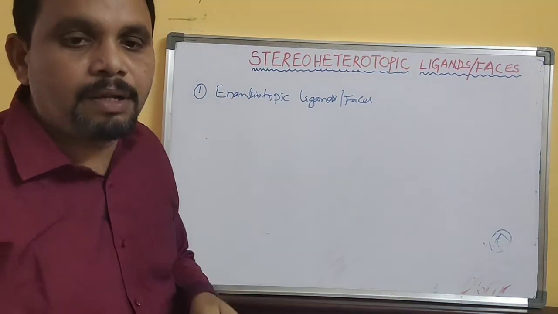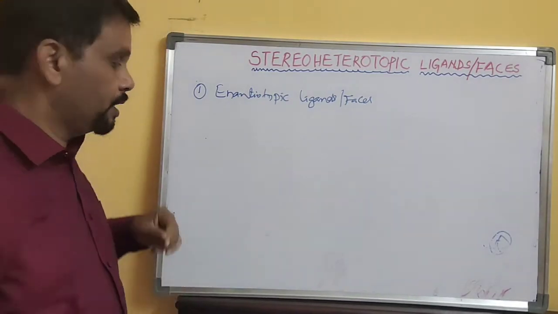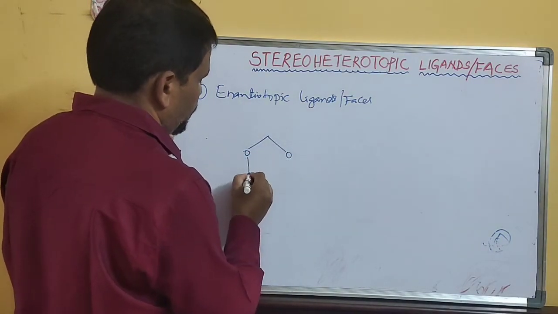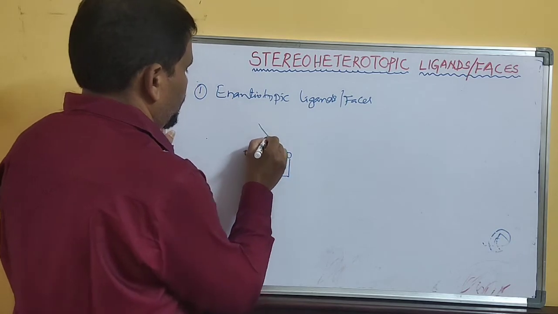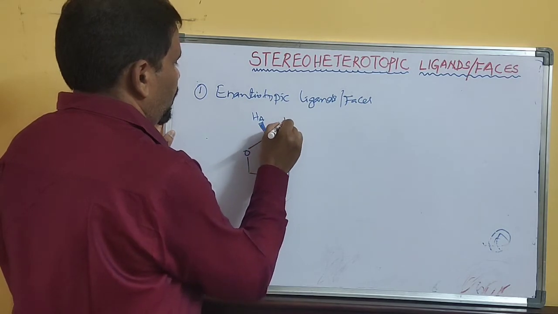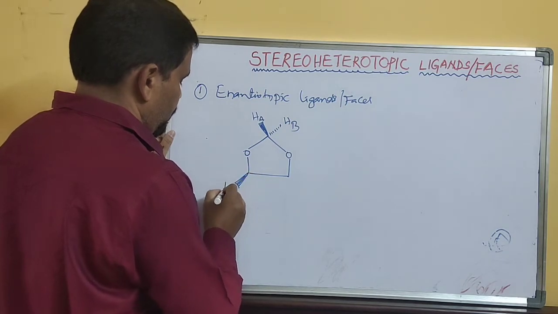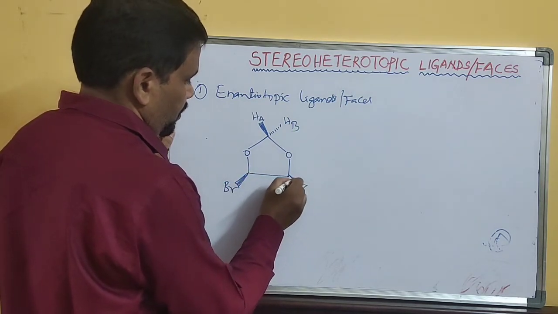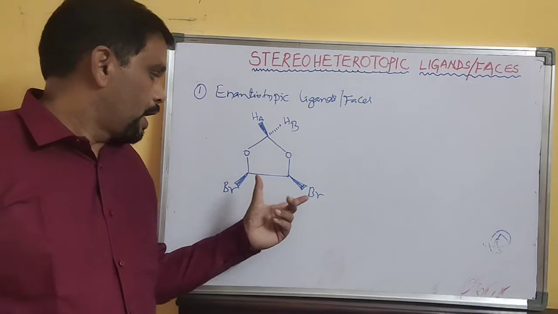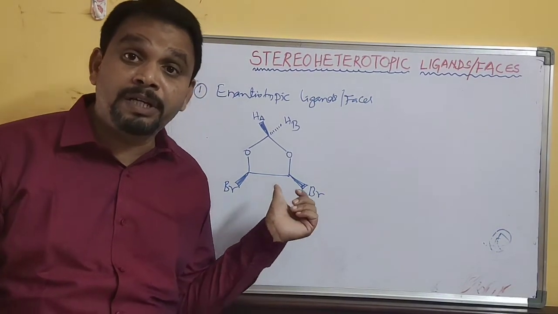So one more example, or two more examples, I'll give you on enantiotopic ligands. Suppose this is the molecule, with HA, HB, and two Br. Are you able to find out whether these two bromines are homotopic or heterotopic?